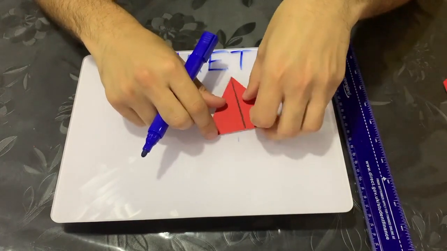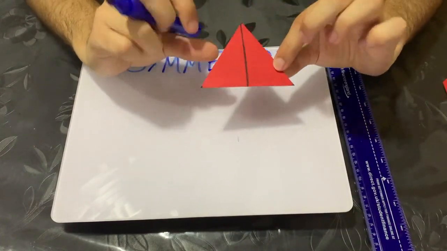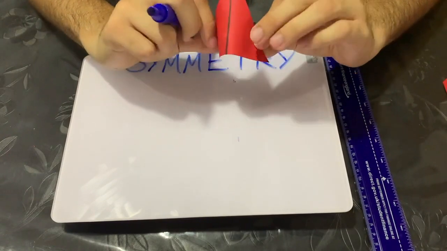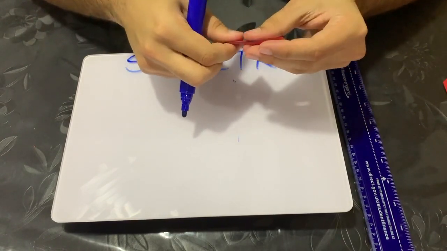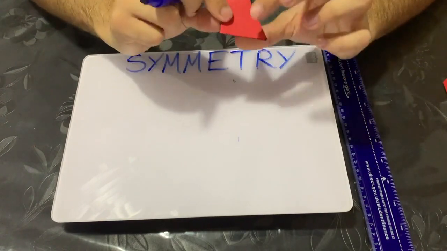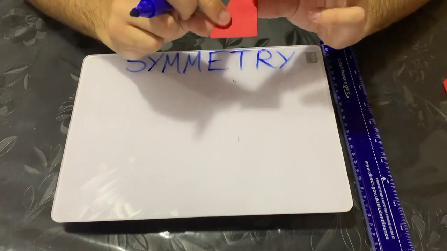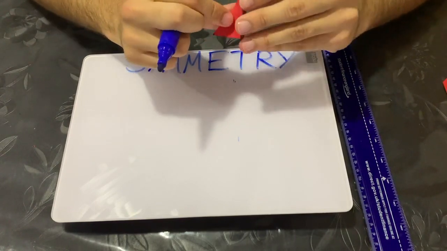Okay, so if I look at one side here and my other side, you can see that they're both the same. If I fold it, it might be easier. Okay. So this is the same as this. That's how you know that you have a line of symmetry.